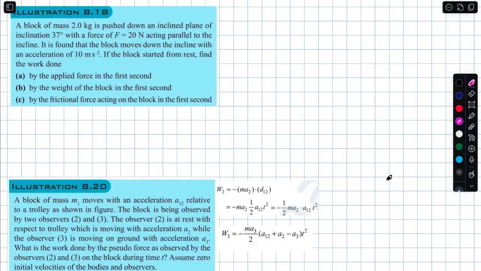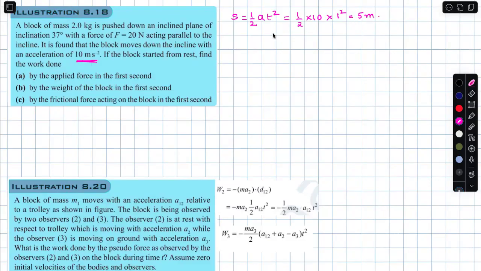A block of mass 2 kg is pushed down an inclined plane of inclination 37 degrees with a force of 20 newtons acting parallel to the incline. Remember, it is parallel to the incline. It is found that the block moves down the incline with an acceleration of 10 meter per second square. The block started from rest. Now tell me what is the displacement. Starting from rest, constant acceleration, the displacement is half into 10 into 1 squared, which is 5 meters.